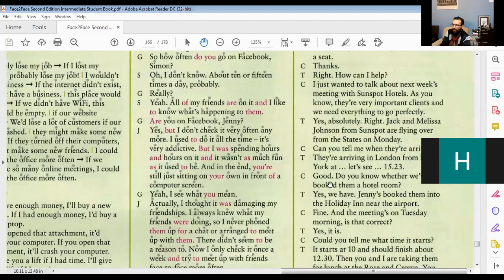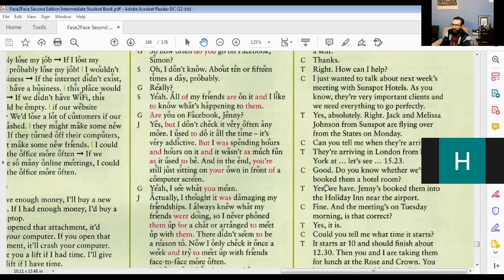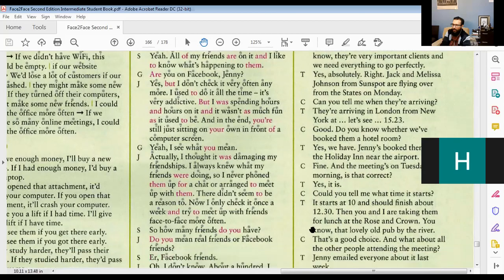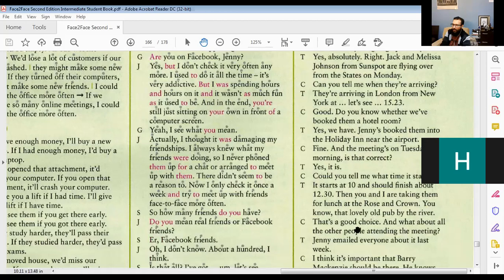After that, he said, do you know whether we've booked them a hotel room? So he asked about hotels next. Yes. And after that, he asked, could you tell me what time it starts? Because after that, they started talking about the meeting. Could you tell me what time it starts?